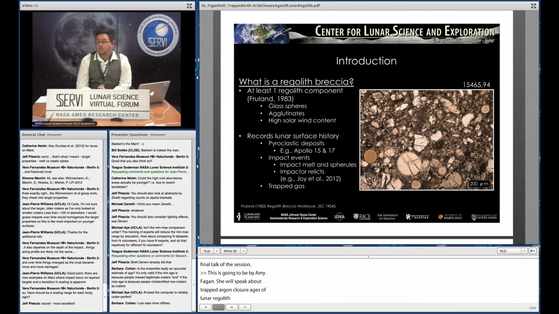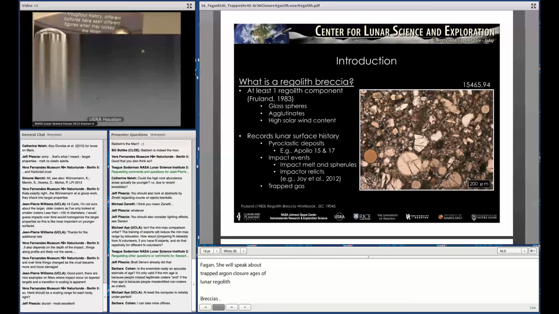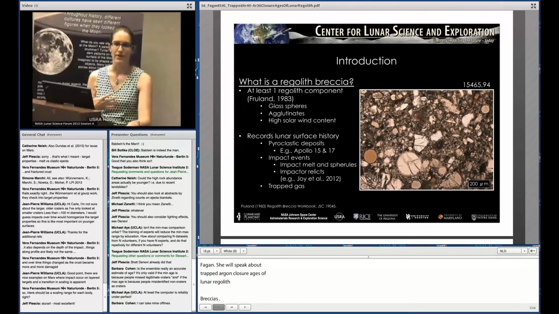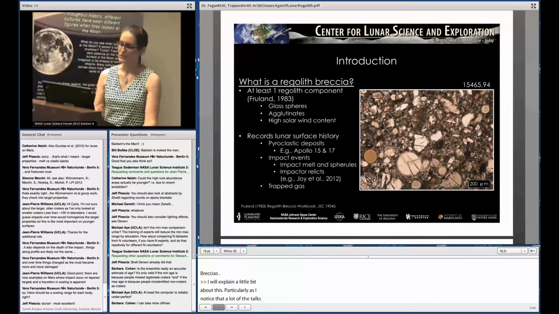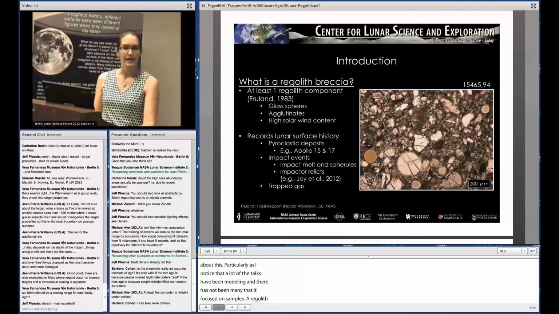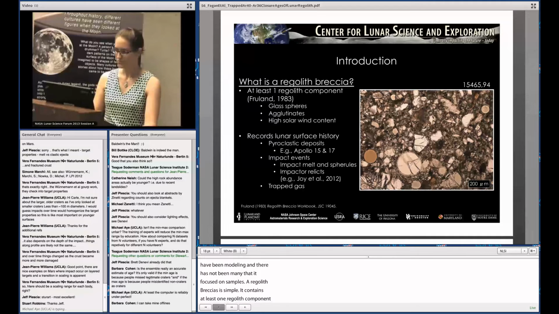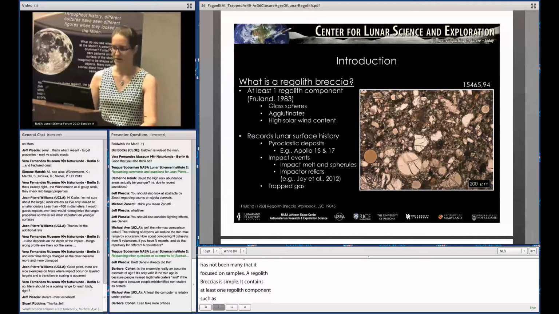With the talk, I'm explaining a little bit about what a regolith breccia is, particularly as I noticed that a lot of the talks for the forum so far have been modeling. There have not been very many that have focused on the samples. So a regolith breccia is something very simple. It contains at least one regolith component, such as glass spheres, which I show here in the figure on the right. My cursor doesn't seem to be working right now, but you can see any of those circles. Those are those glass spheres.